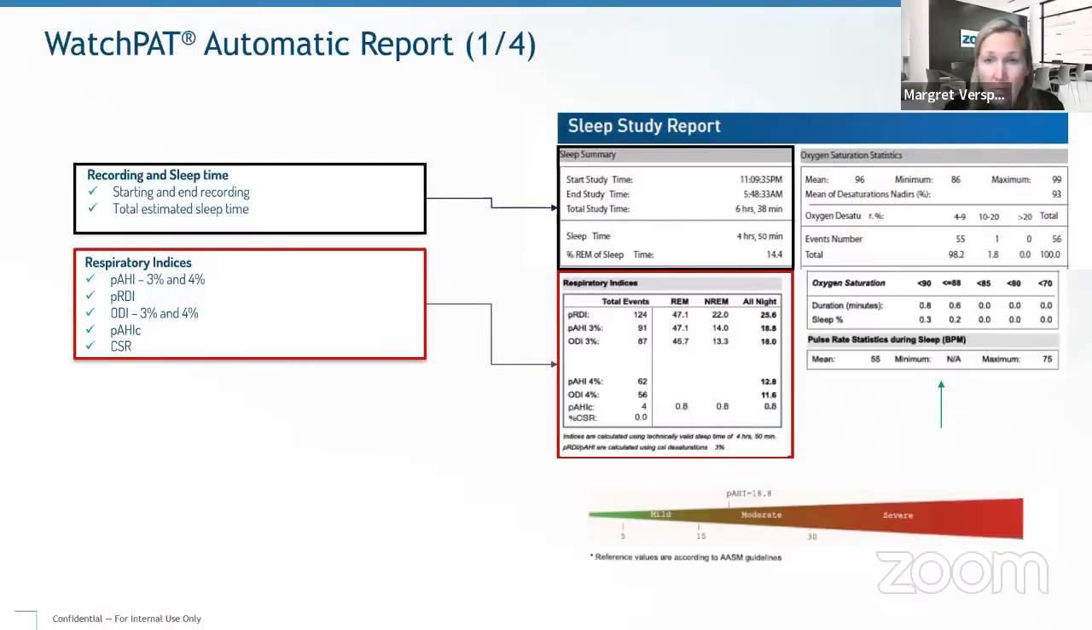Then we have the respiratory indices. The total number of events is calculated. So the bars, that is what we see in the report.